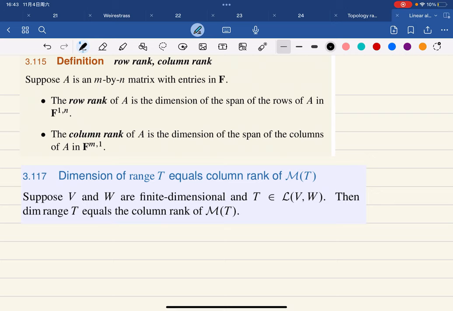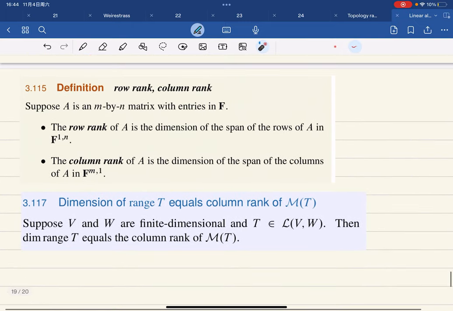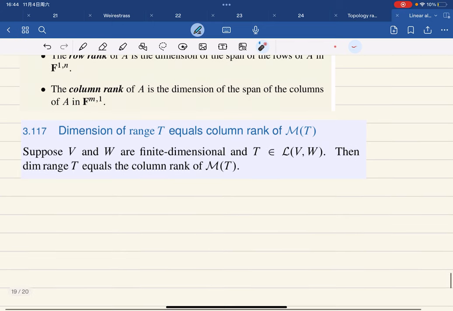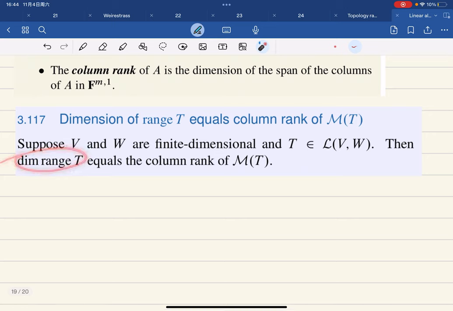And we're almost there. So we're going to define the rank of a matrix. It's basically the row rank, the dimension of the span of the rows. And the column rank is the dimension of the span of columns. So we're going to show this first. I have to show that the dimension of the range of T is equal to the column rank.